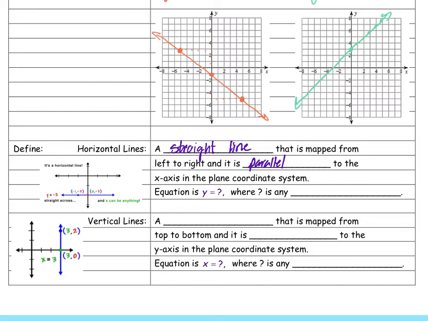The equation is y equals some number, whatever that number happens to be, where y is any number. Okay, where the question mark is any number.